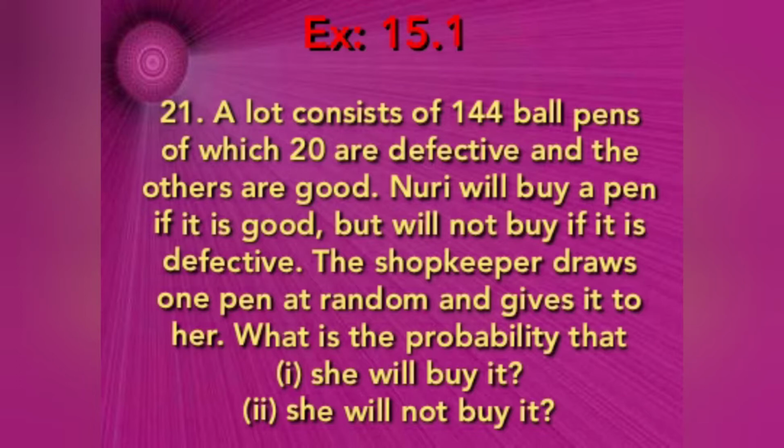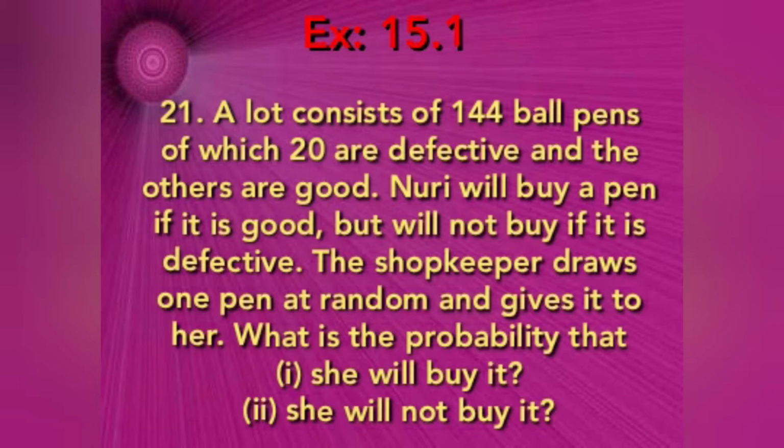Nuri will buy a pen if it is good. If it is good, she will buy. If it is not good, she won't buy. The shopkeeper draws one pen at random and gives it to her. What is the probability that she will buy it, or second one, she will not buy it?